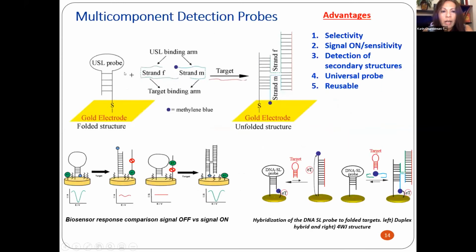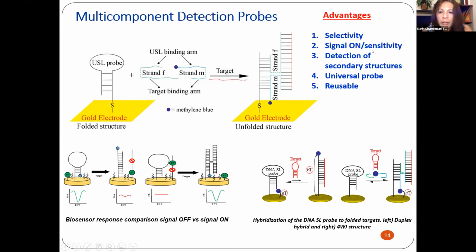So we proposed the multi-component detection probes, which have a universal stimuli probe, and we add 2 intermediate strands, where one of the intermediate strands has the electroactive species, which upon target hybridization forms the structure of what we call a 4-way junction, okay? So you could ask me, why do you complicate your life with those 2 additional strands? But let me tell you that this approach has many advantages, for example, selectivity, because the stabilization of this 4-way junction is shared between 2 strands. So now we are able to distinguish one single mismatch.